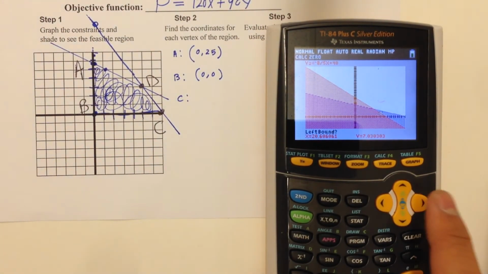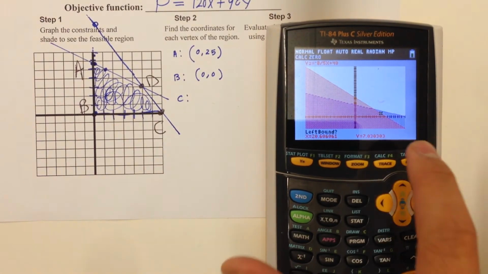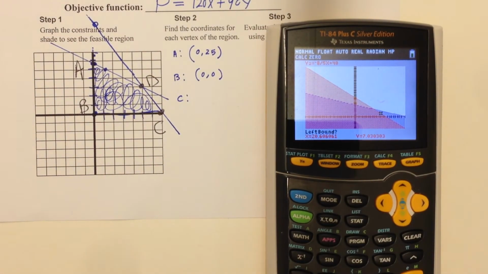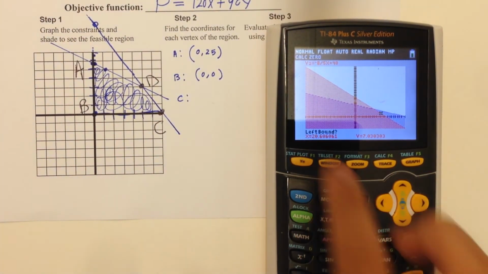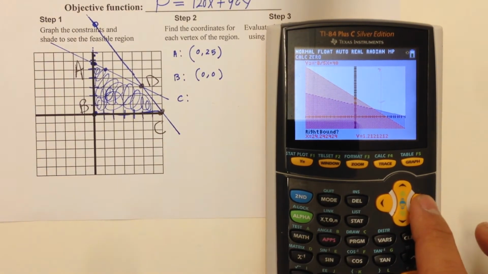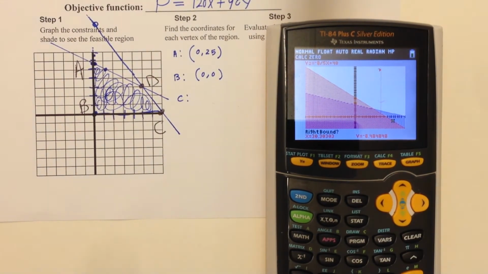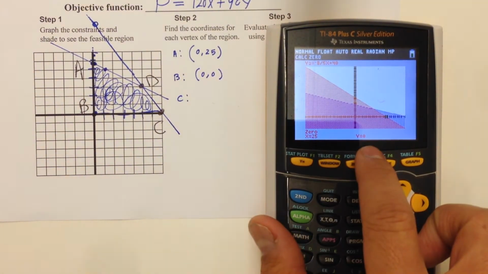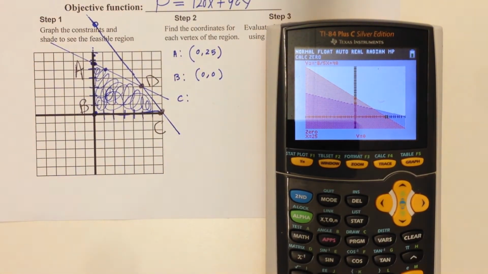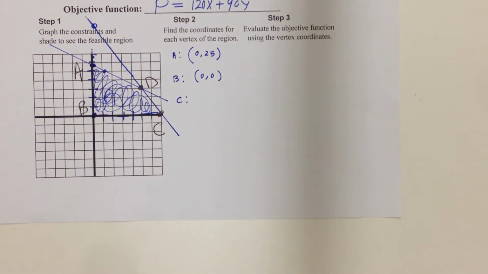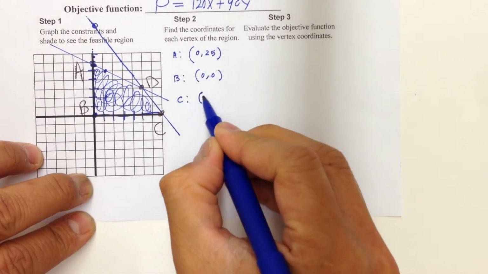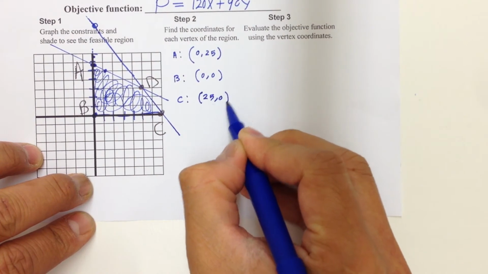So I move that cursor as close to the x-axis as possible. You go left bound, yes, and then right bound, move it just right below it, and then hit enter again. Then it's going to ask you to guess a solution, but you can just ignore that part and hit enter. Notice that it says the zero is at 25 and 0, and that's the x-intercept. So 25, 0.